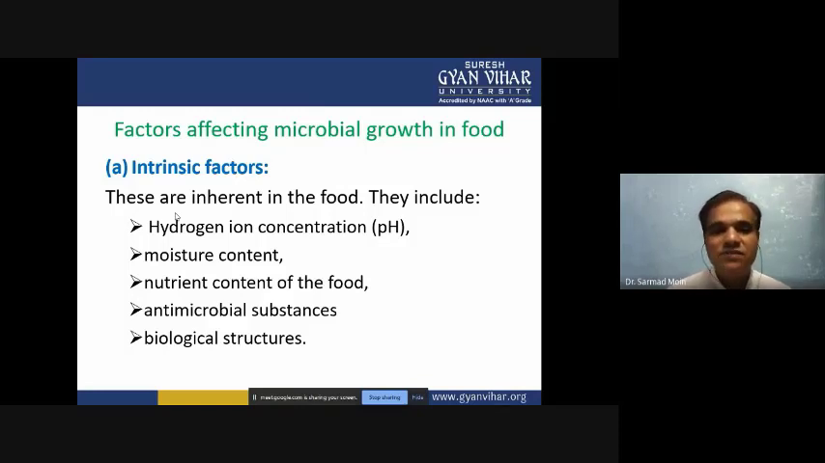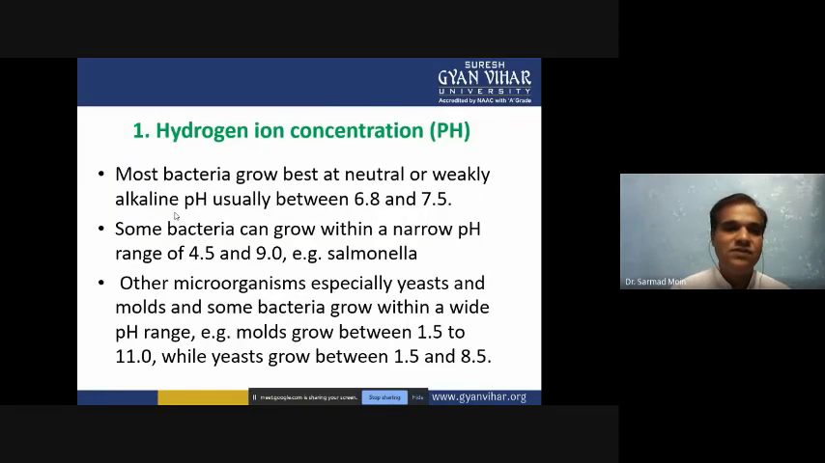The second type is extrinsic factors. Extrinsic factors are not related to the food itself, like environmental factors: temperature and humidity. We will discuss these intrinsic and extrinsic factors in detail. First one is hydrogen ion concentration, or pH.